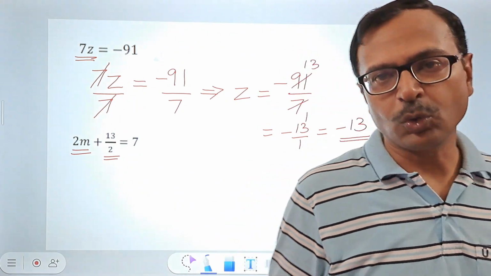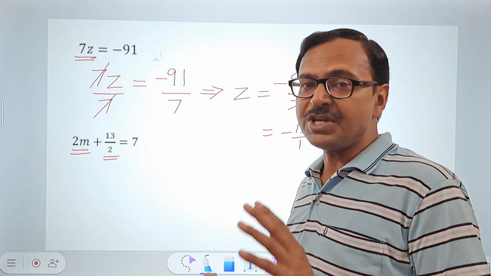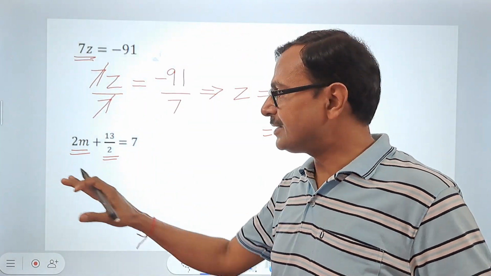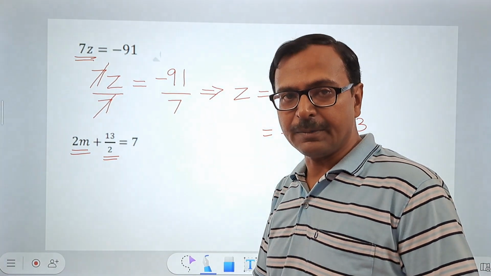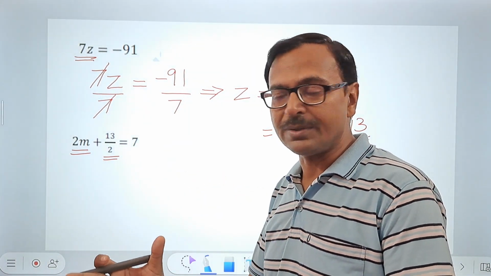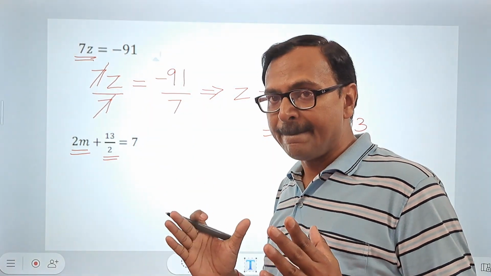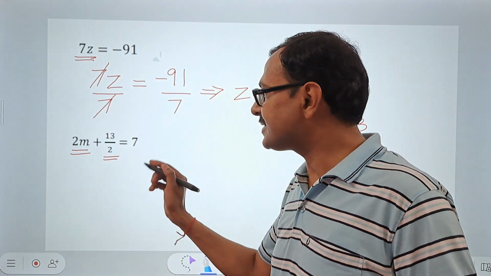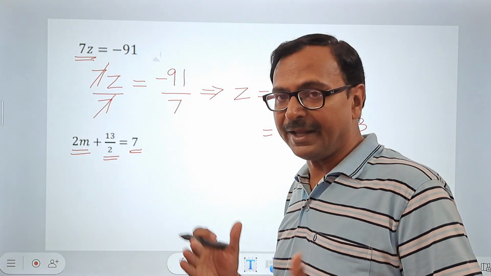Now what do you mean by grouping of like terms? Like terms are the terms which have the same variable. Like 2m, there is no other term in this equation which contains an m. So 2m is the single term. It doesn't have any like term in the equation. But 13 upon 2 doesn't have an m and therefore it is called a constant term. On the right hand side, you have a 7 which is again a constant term because it doesn't contain m.